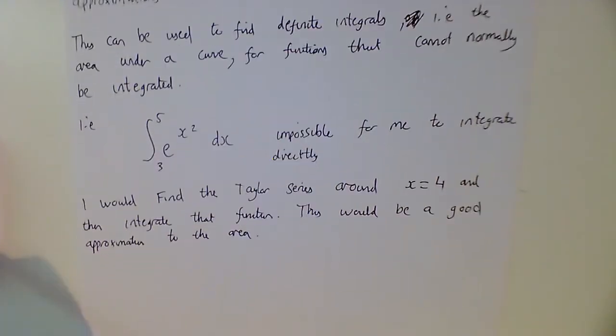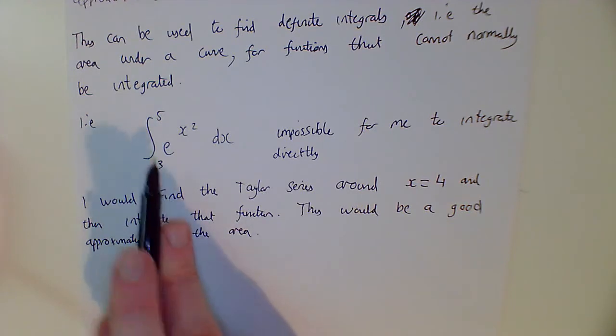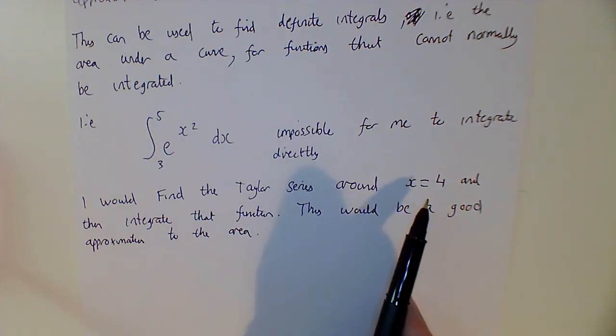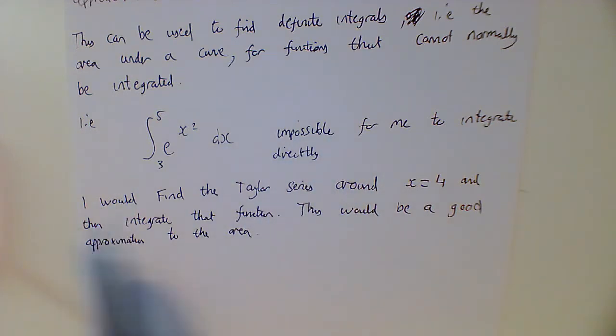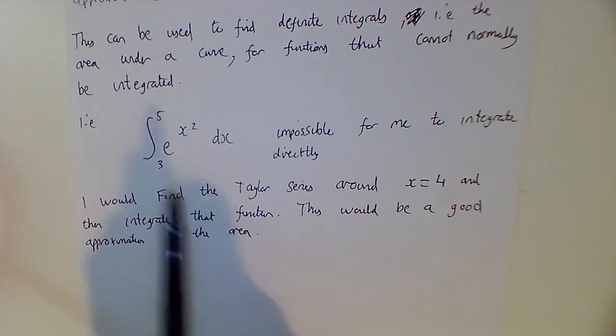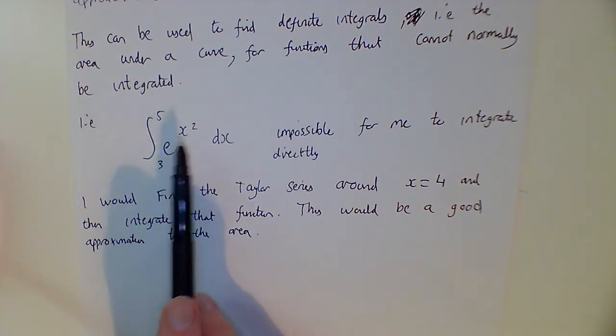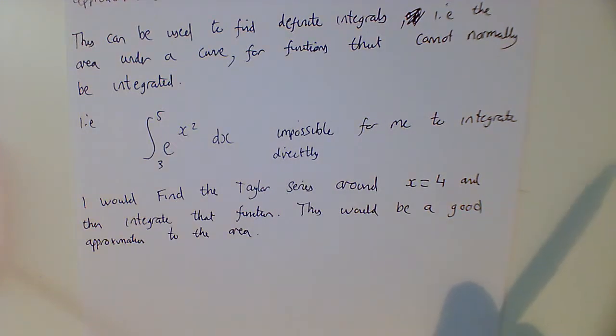As I say, I wanted to go between 3 and 5, so if I look at around 4, because that's halfway between, and then integrate that function, then I would get a good approximation to the area between 3 and 5 for the function e to the power of x squared.